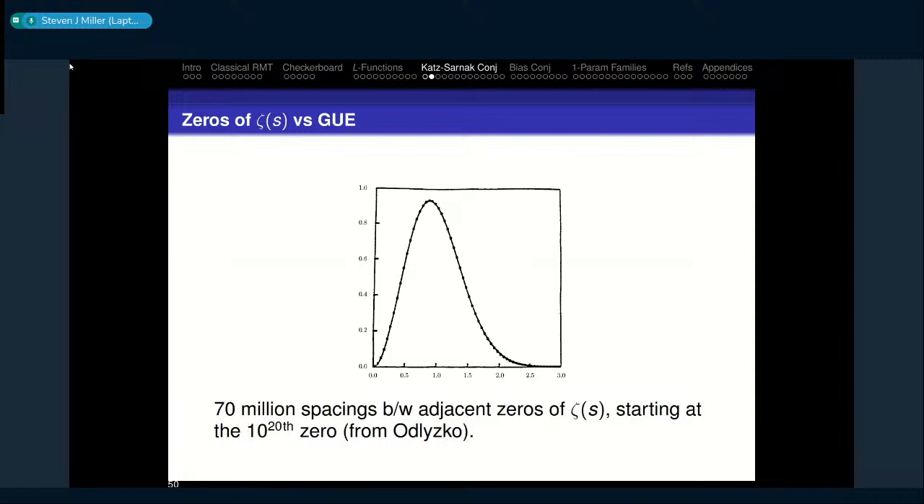So the following is a plot of 70 million adjacent zeros of the Riemann zeta function due to Odlyzko, comparing what you would expect with random matrix theory. And you see an almost perfect agreement in terms of just how great of a job it's doing in terms of predicting what's going on. Well, this is what's going on very far from the central point. So you've gone far enough away that the limiting behavior has kicked in.